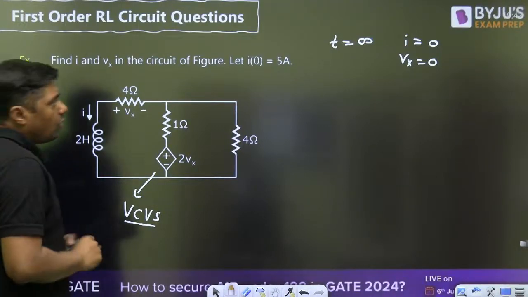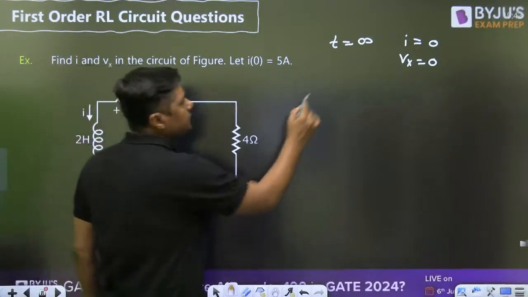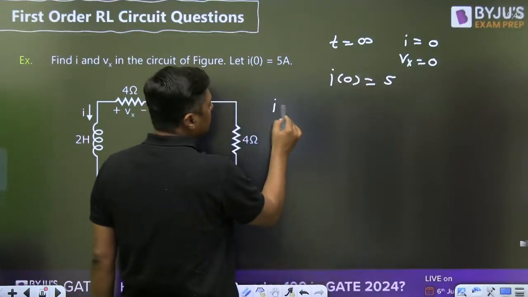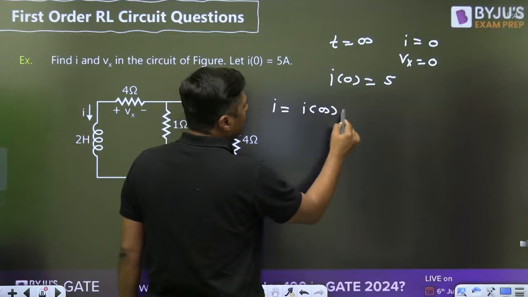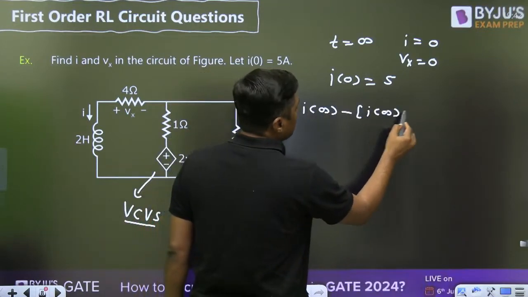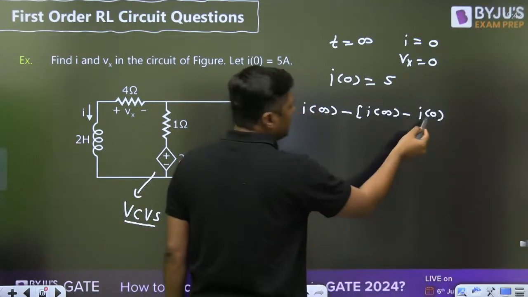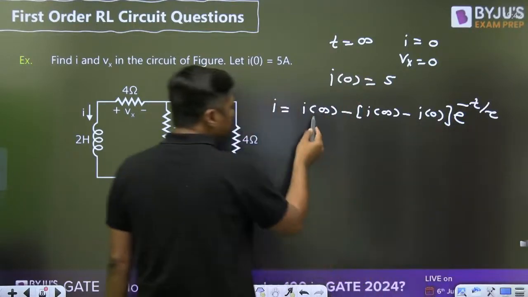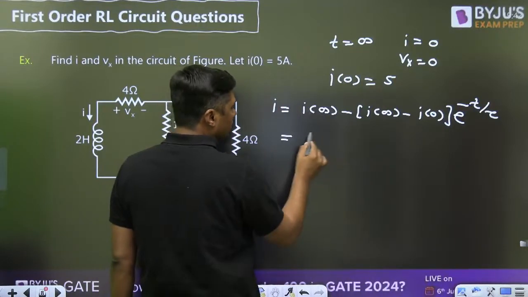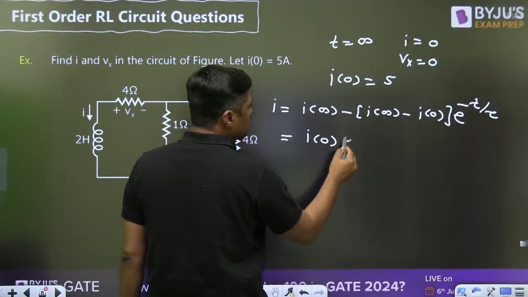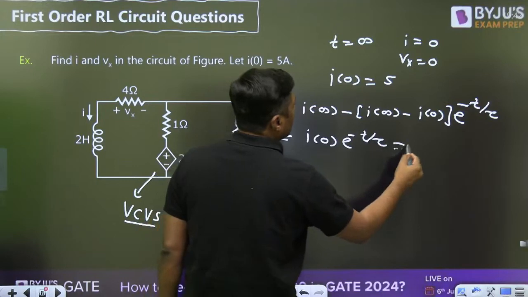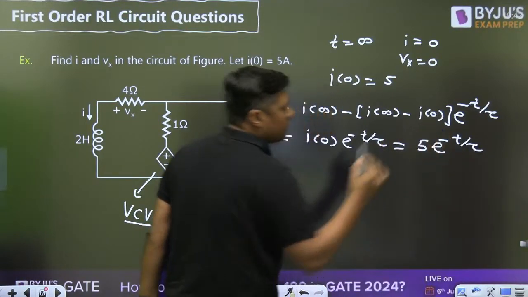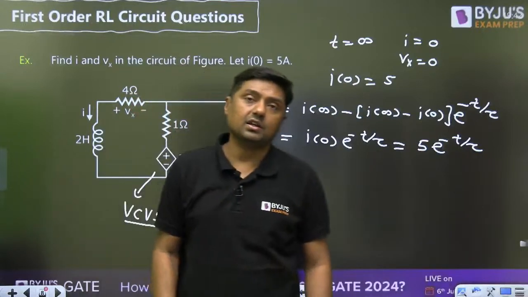Okay. Now what is the initial current? 5 ampere. If you have the initial current, then what is the equation? I(t) equals I final plus (I initial minus I final) e raised to power minus t by tau. What is the final value? 0. It will become I initial e raised to power minus t by tau. So it will become 5 e raised to power minus t by tau. This is the equation, this is the current through the inductor.